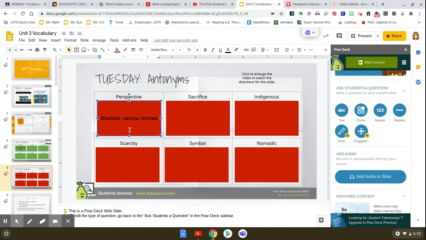Your responsibility now is to click thesaurus.com, go through and find antonyms for each one of your vocabulary words.